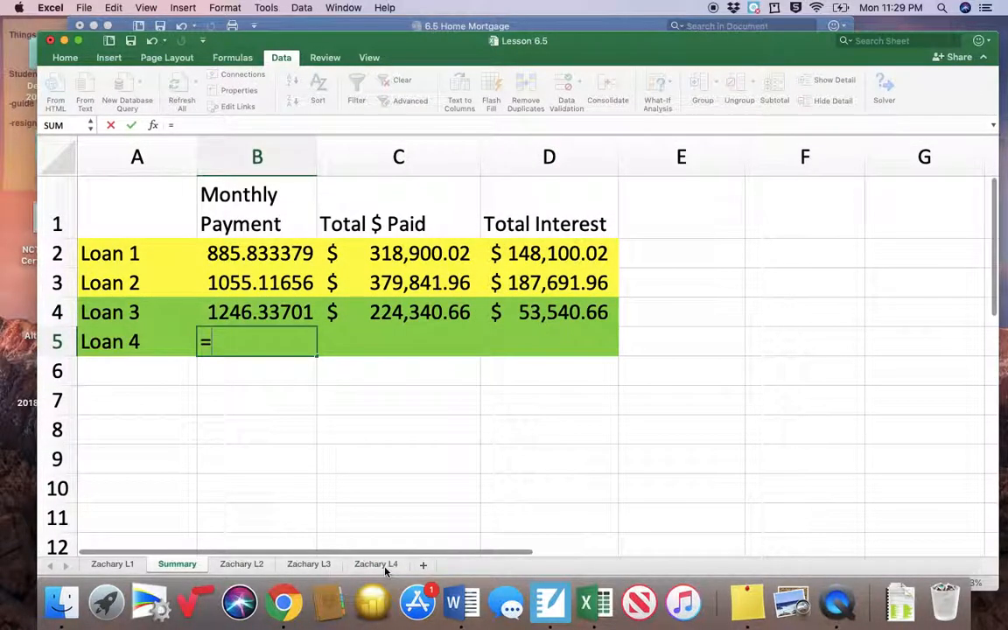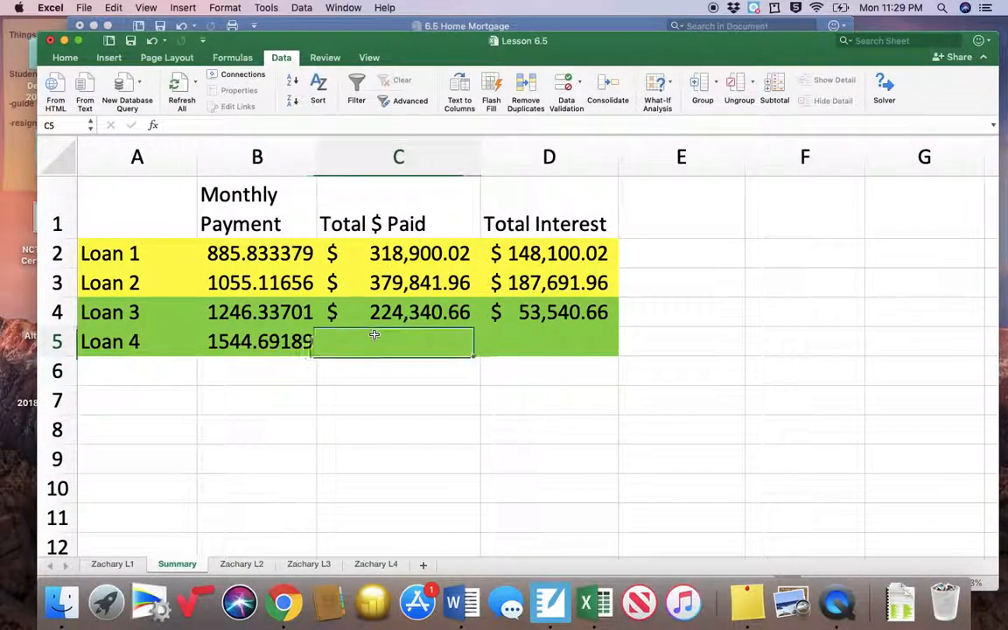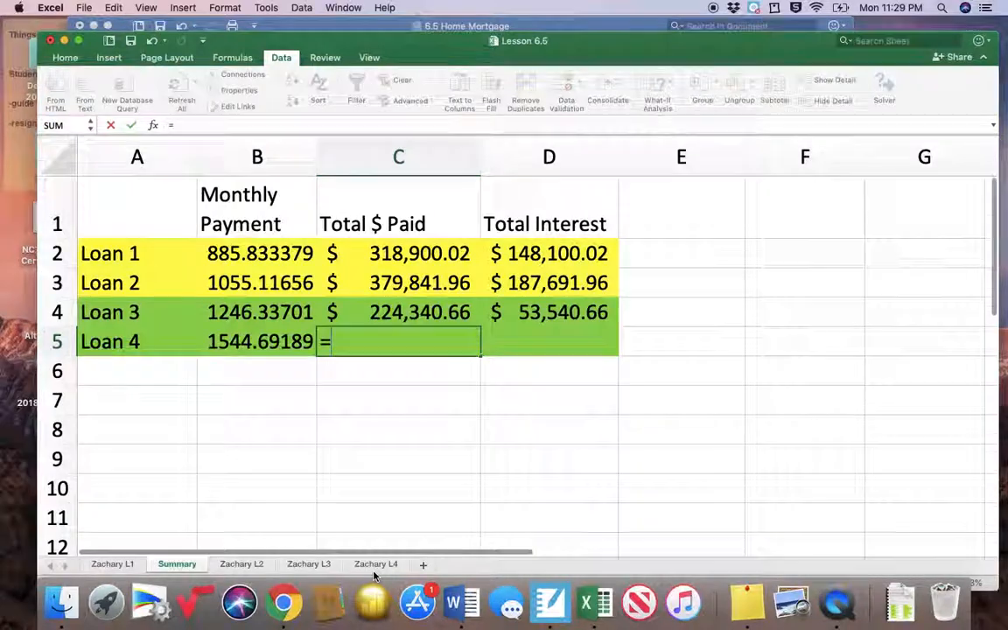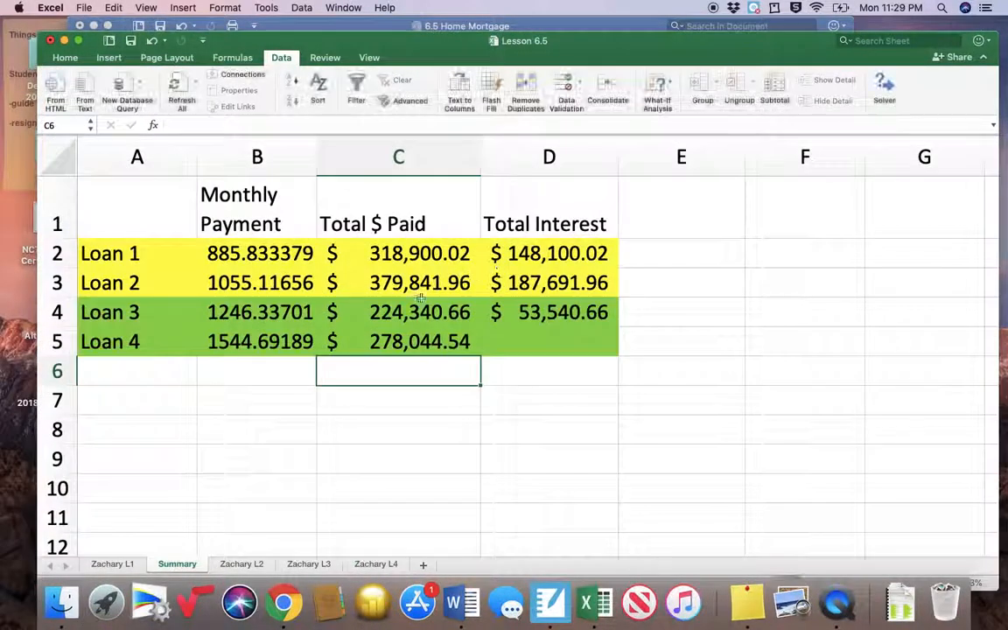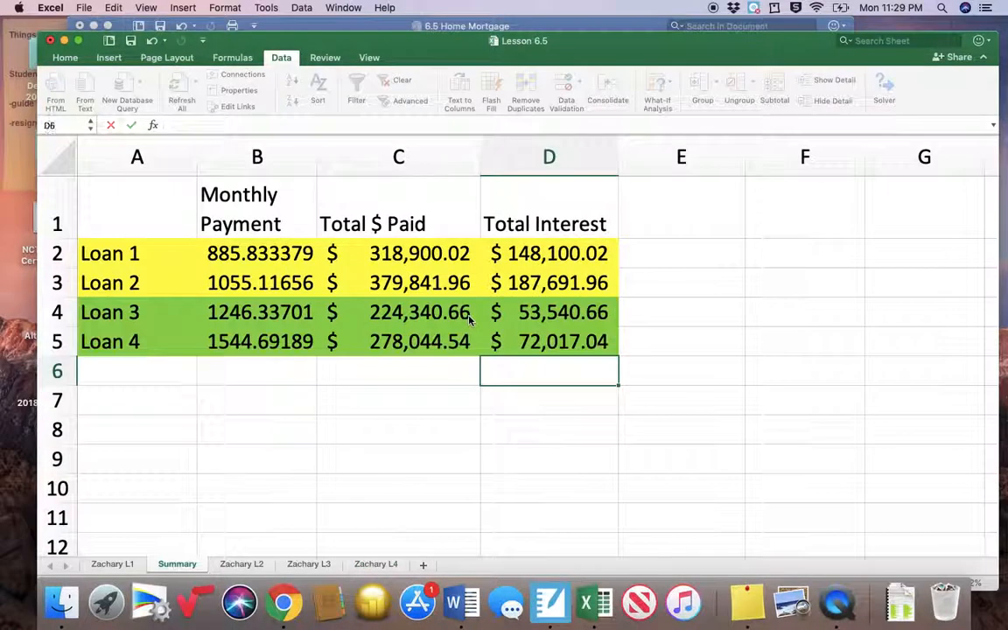So for loan 4, the monthly payment is a good bit more than any of the others, but the total dollars paid here is going to be more than loan 3, but it's still less than either of the 30 years, and my interest is a little over $72,000.